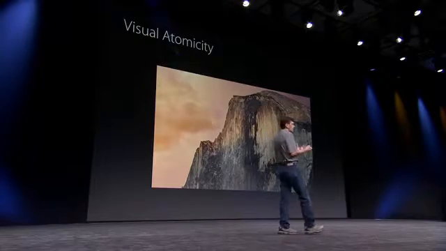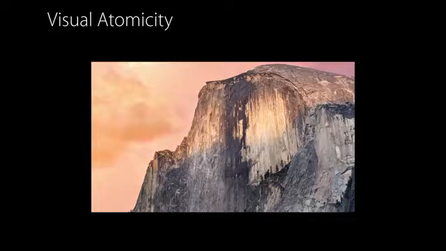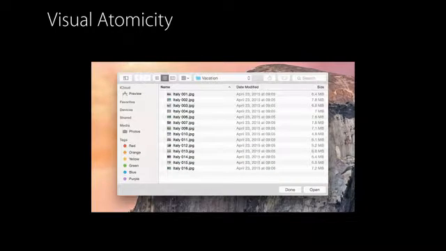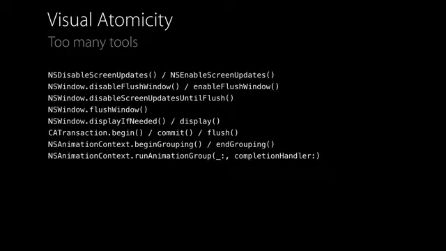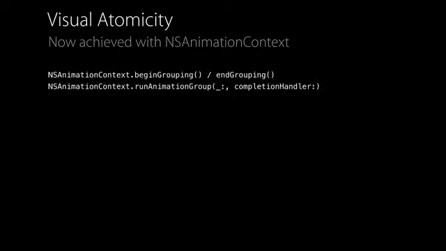So you might be wondering, what is visual atomicity? A UI like this should appear to the user as coming up in one step. There are a number of APIs, and they all do the job, but they don't necessarily work very well together. So in 10.11, we've fixed this up so that you can achieve visual atomicity with NSAnimationContext.